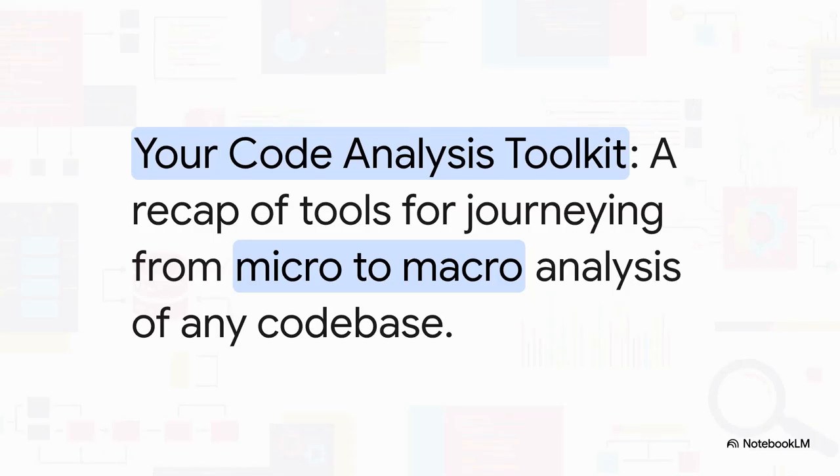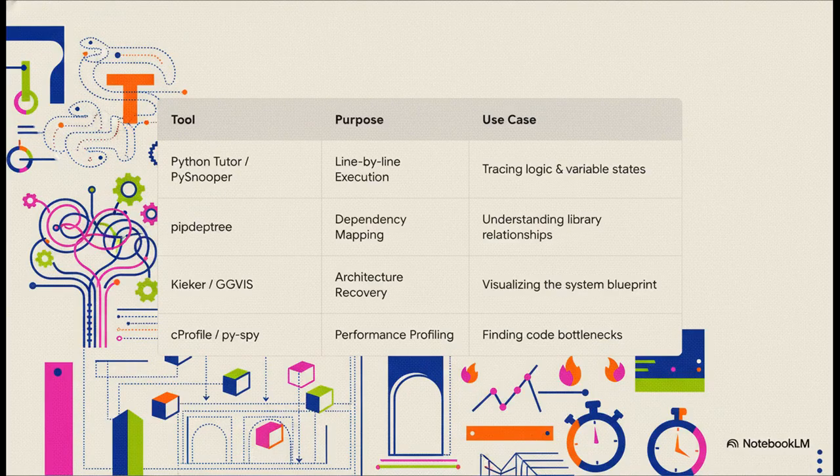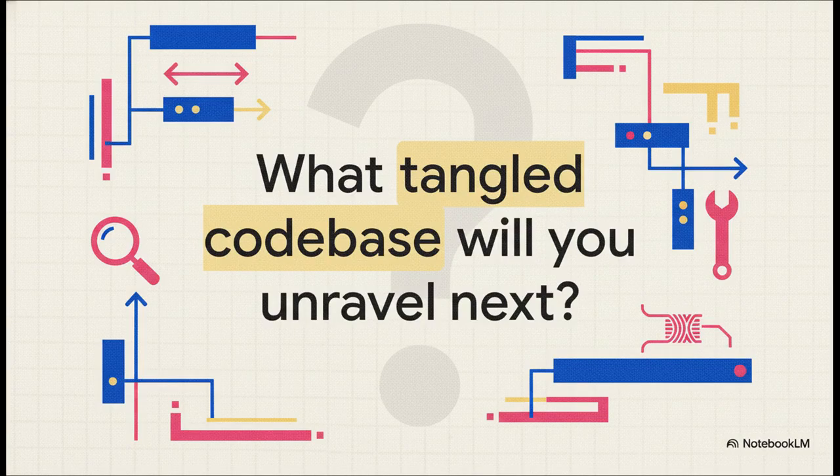Okay, let's pull it all together. Here's a quick look at your new code analysis toolkit. Think of this as your cheat sheet. It'll help you pick the right tool for the job. So now you've got the strategies. What tangled codebase are you going to tackle next?